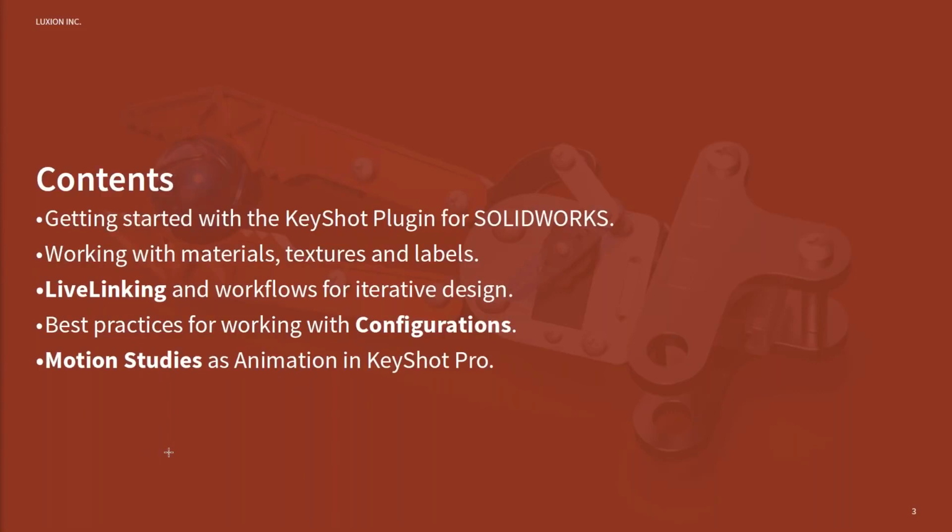First, we're going to talk about getting started with the KeyShot plugin, just installing it and the basics of that, and some of the settings that come along with it. We are going to look at working with materials and a couple tips on using textures and labels. Then we're going to jump into LiveLinking, talk about some workflows for iterative design, the best practices there, and similarly, best practices for working with configurations.